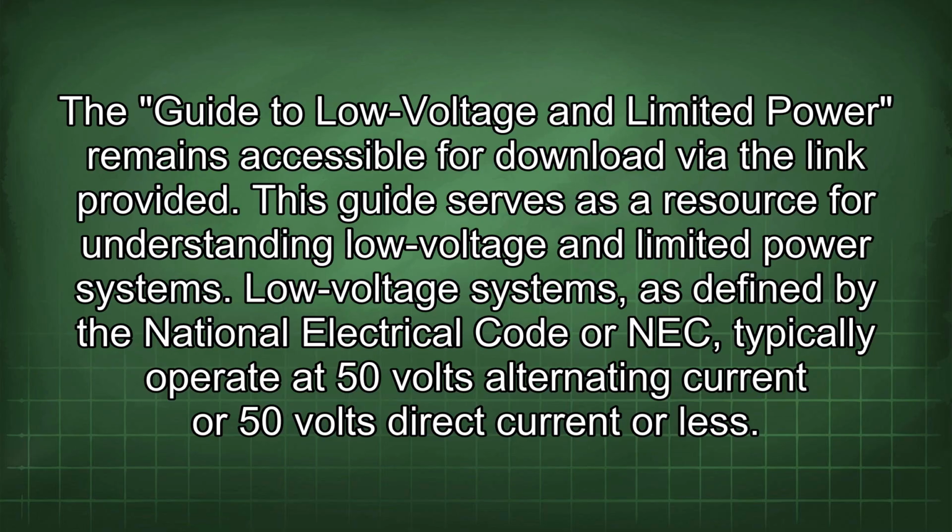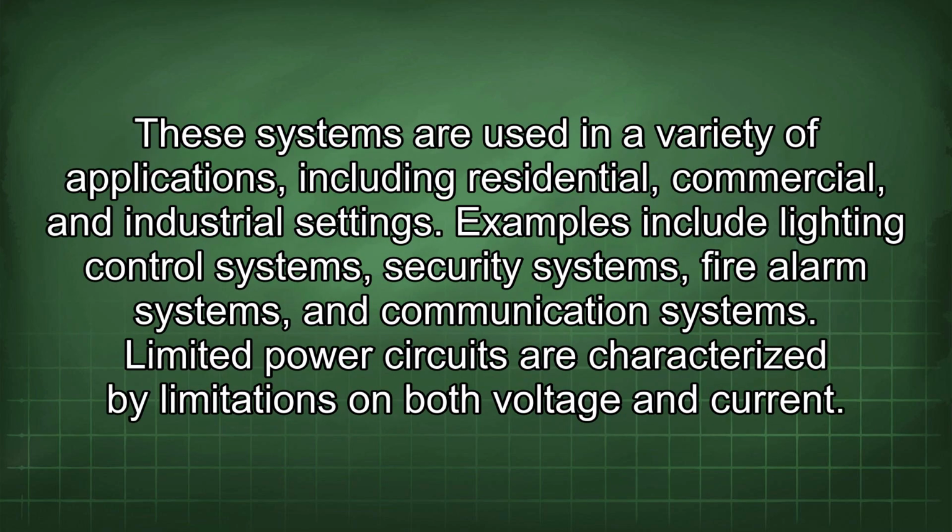Low voltage systems, as defined by the National Electrical Code, or NEC, typically operate at 50 volts alternating current or 50 volts direct current or less. These systems are used in a variety of applications, including residential, commercial, and industrial settings. Examples include lighting control systems, security systems, fire alarm systems, and communication systems.